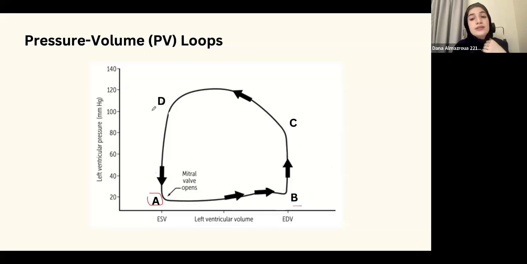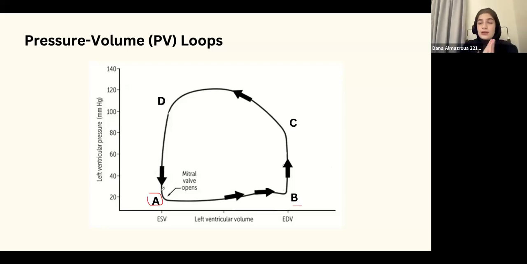Because in the exam, they can ask you, what does A represent in a pressure volume loop? Or what's happening between A and B? Or what's C? Or what's D? So you need to know the letters, okay? Like, this is A, this is B, this is C, and this is D. And all you need to know is what's the starting point. Just know this is A, and you'd know the rest, okay?